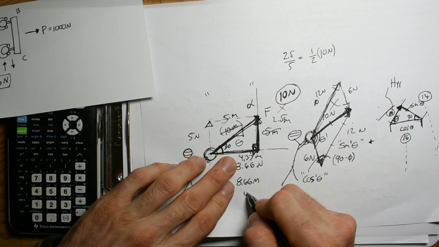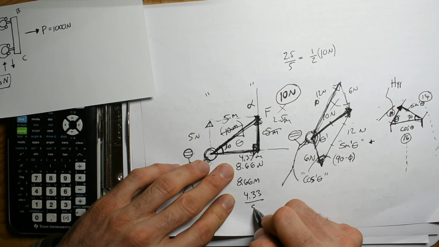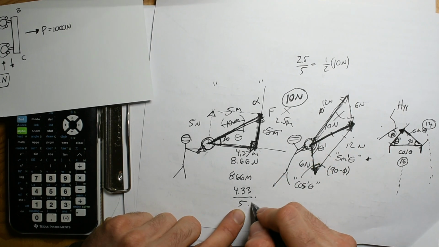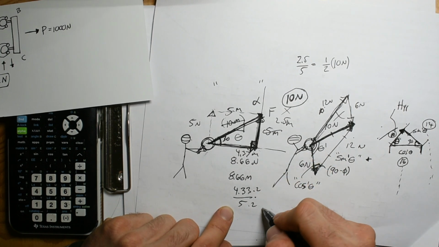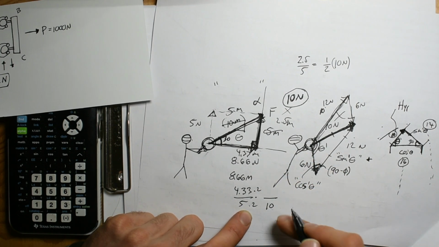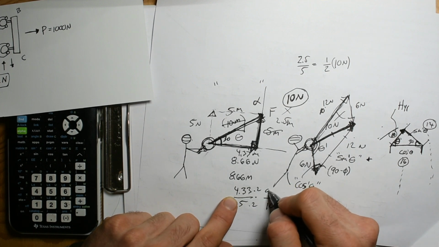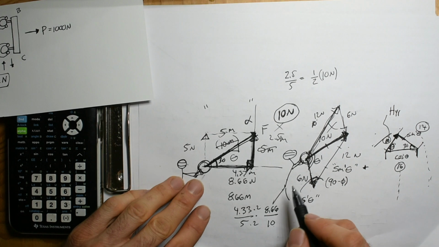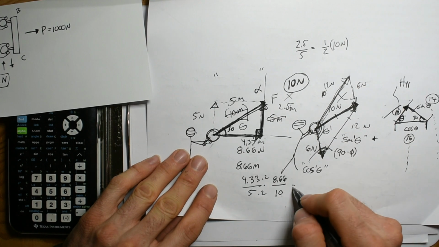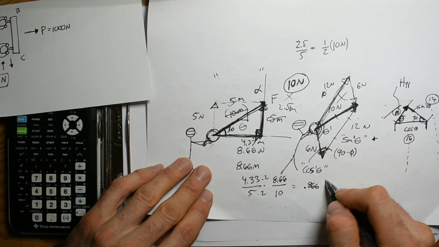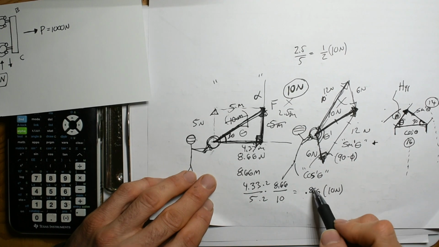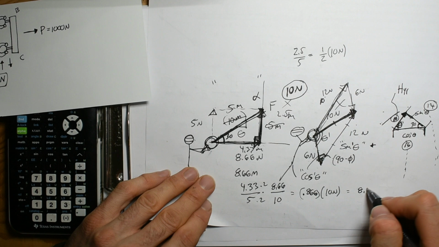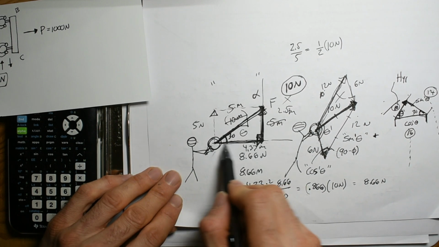Alright, so here is going to be 4.33 divided by 5 as a ratio. Let's multiply both top and bottom, get the denominator as a function of 10, then we can just move the decimal place, and this is going to be 8.66. Let's move the decimal place 1 to the left, and this is going to be 0.866 times 10 newtons. So that's going to be the fraction of 10 newtons, and we're going to get 8.66 newtons for that side.